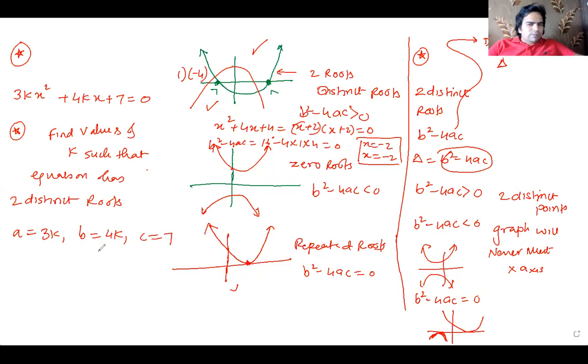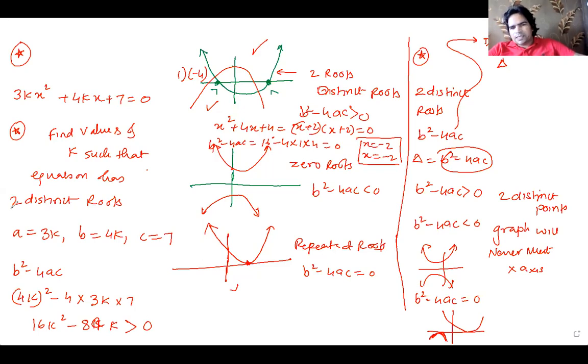So now I'm first going to find out the discriminant with these values. The discriminant will be b squared minus 4ac, which is 4k the whole squared minus 4 times 3k times 7. So this is going to be 16k squared minus, 4 3s are 12, 12 sevens are 84, 84k, and that has to be higher than 0. Since they are saying distinct roots, it goes into the category for which the discriminant is higher than 0. So if the discriminant is higher than 0, it will have two distinct roots.